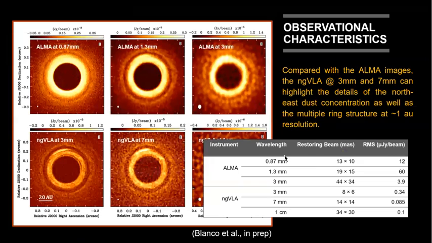So let me quickly overlay the observational characteristics over this NGVLA at 1 centimeter image. For reference, this tiny white circle at the lower left corresponds to the angular resolution, or restoring beam, of each image. The most well-resolved NGVLA simulated observation, the NGVLA at 3 millimeter, had a synthesized beam of 8 milliarcseconds by 6 milliarcseconds, which is approximately 1.1 AU by 0.8 AU for a disk located 140 parsecs away. This beam is significantly smaller than the same observation by ALMA at the same wavelength.